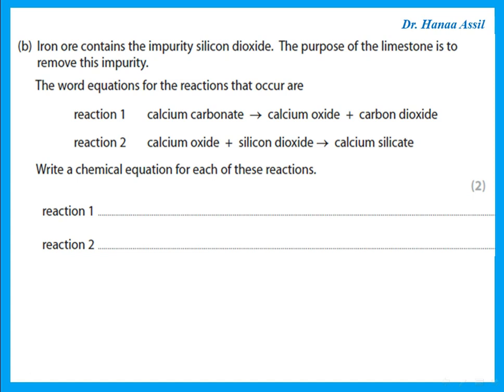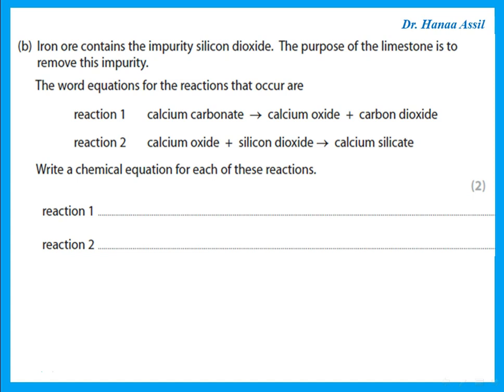This is the main impurity in the blast furnace. So the purpose of adding limestone is that the limestone removes this impurity. Now, how does it remove the impurity? The calcium carbonate in the hot furnace breaks down to form calcium oxide plus carbon dioxide. Remember, when something breaks down by heat, this is called thermal decomposition.